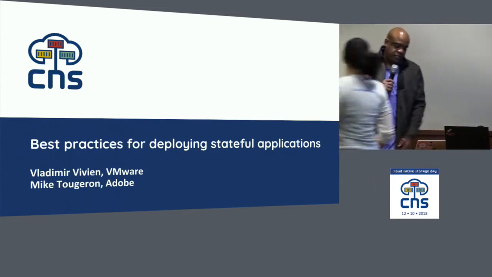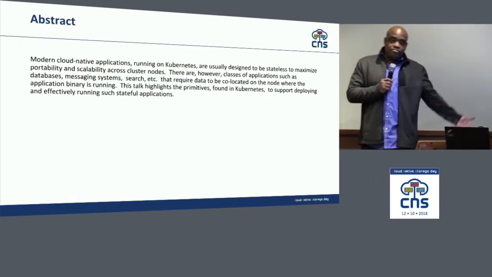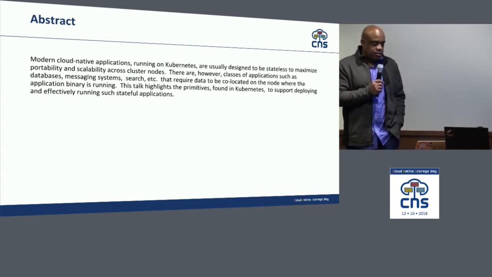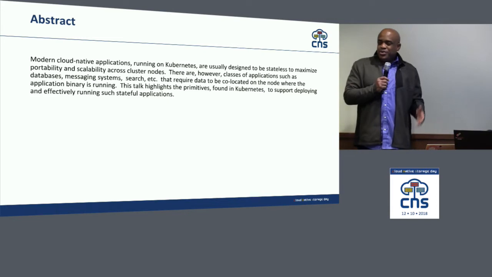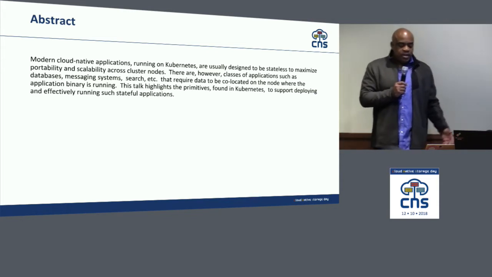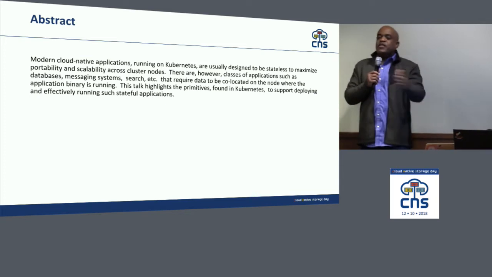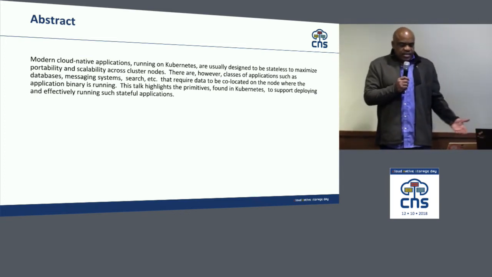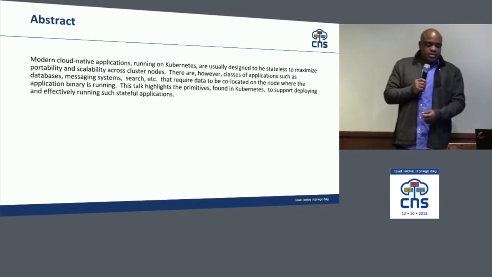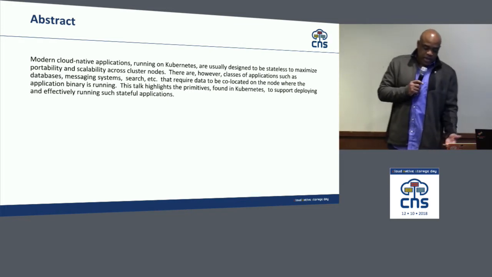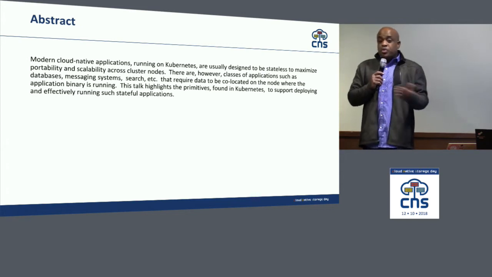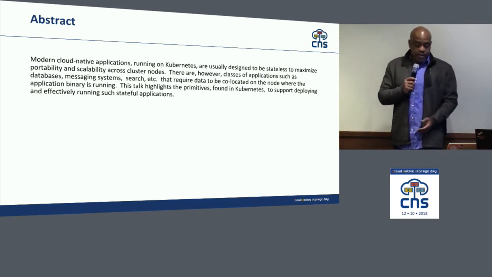So it's best practices for deploying stateful applications. What are we talking about? The abstract of what we want to talk about is we have modern applications running on Kubernetes, and usually they're dubbed stateless. And we'll talk about whether we truly have stateless or not. These applications usually maximize portability and scalability across your clusters. But at the same time, we have another set of applications that are dubbed stateful. These classes of applications usually are your databases, your messaging systems, and your searches, et cetera. Those types of applications usually require your binaries to be co-located and running with your data. So what we want to do is highlight the primitives that are available in Kubernetes to help you get to those stateful applications.